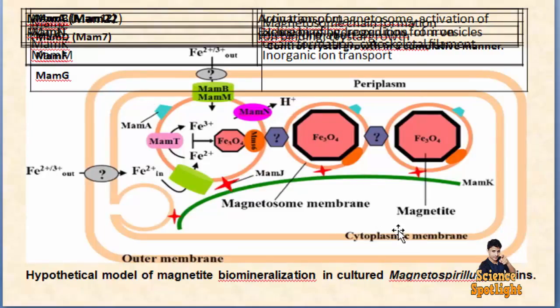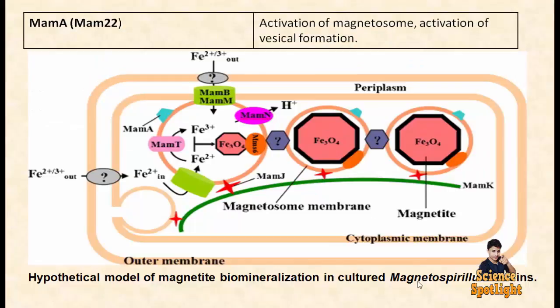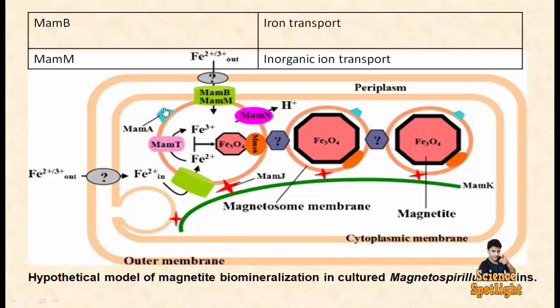Yes friends, what are the genes involved in magnetosome formation? There are many genes involved, and some of them have specific functions. The MamA gene has as its main function the activation of vesicle formation. The next genes are MamB and MamM.